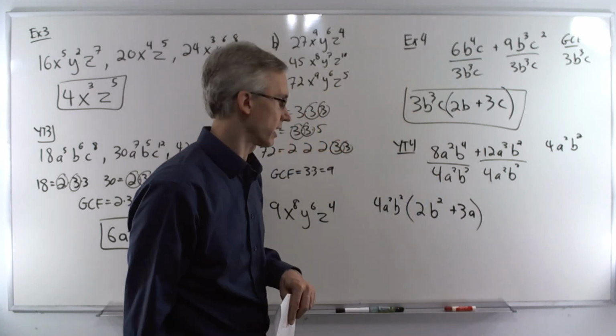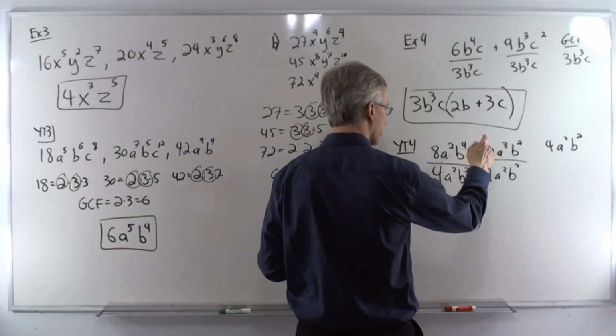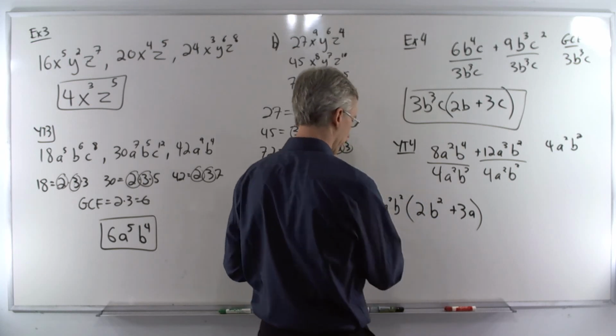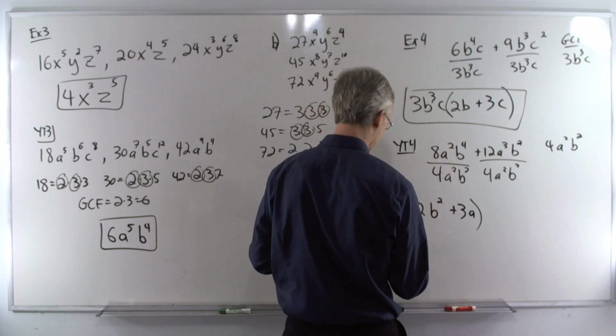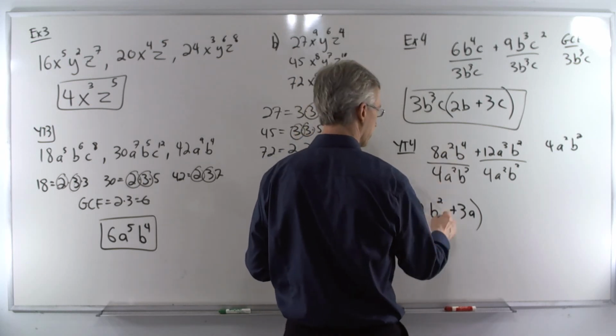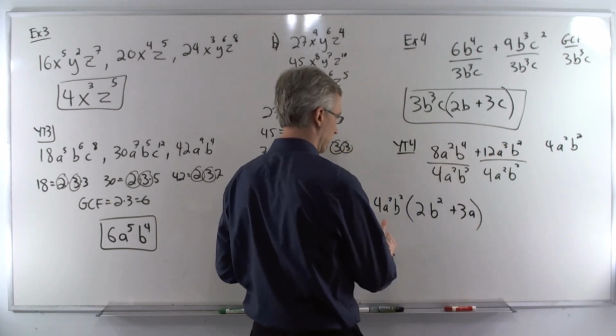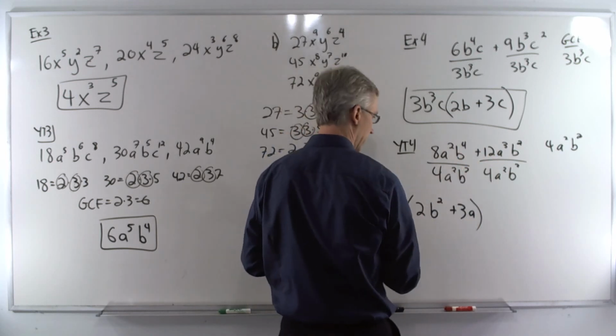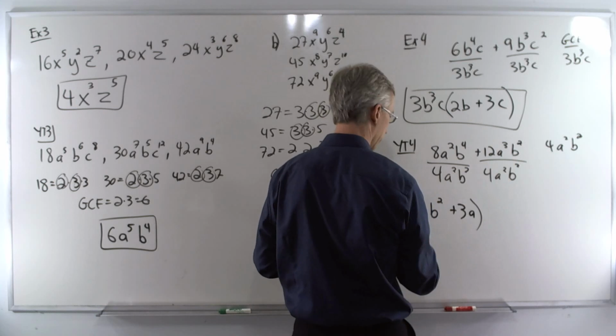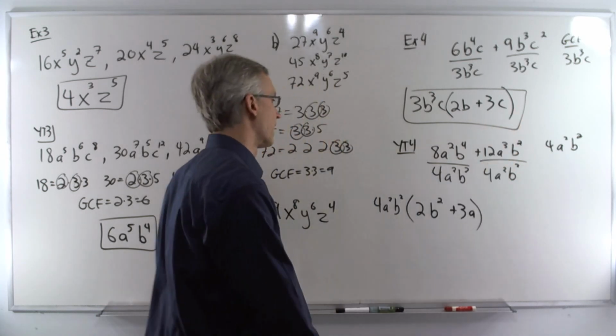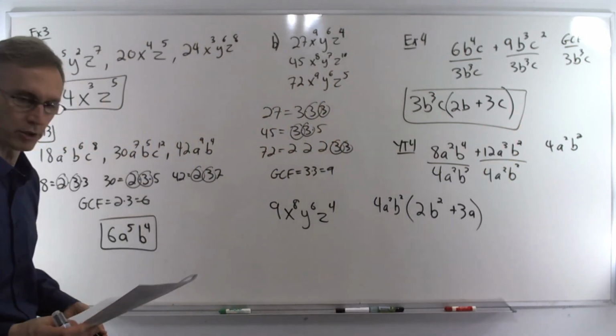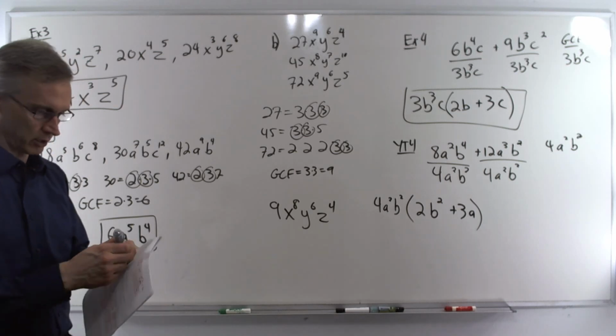And you should always check. You should distribute in to make sure, go back where we started from. So 4 times 2 is 8. A squared b squared times b squared is b to the 4th. So that checks. 4 times 3 is 12. A squared times a is a to the 3rd. And b squared is up there. So that checks. So just make sure you do that quick distribution to check your work.